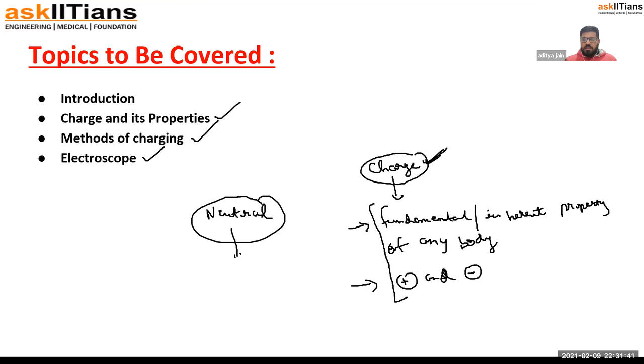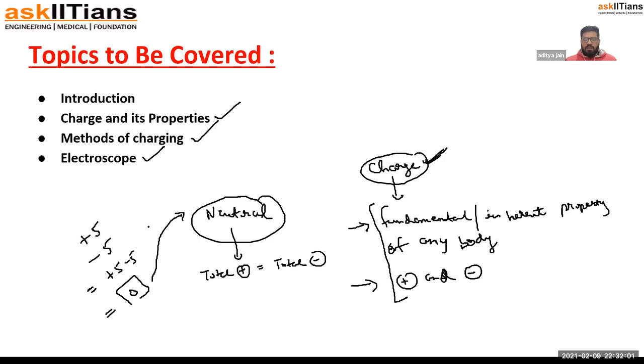Neutral means the total positive charge on a body is equal to the total negative charge. Suppose there is +5 charge on a body and -5 charge on the body. If we calculate the total charge, it will be +5 -5, which is 0. When total positive charge is equal to total negative charge, that condition is known as neutral condition, and that body is known as a neutral body.